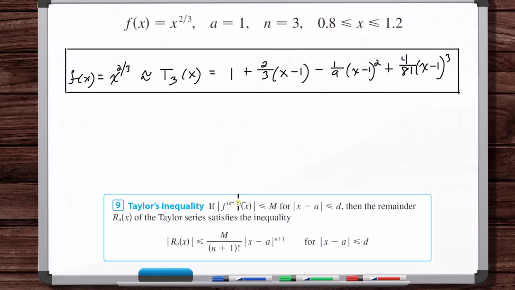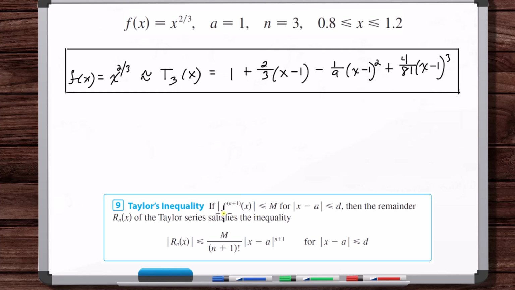Okay, so Taylor's inequality, it's all about finding this capital M. Once you have the capital M, then you're done, because this is Taylor's inequality. We're trying to get the absolute value of R sub n of x. That's what we're trying to get. We have n, we picked n. We have a, we picked a. We have d here. D is just based on, so you can see d is 0.2. We're plus or minus 0.2 from 1. So we just need M, capital M. So what is capital M? How do we get it? Well, they tell us here, it's this here.